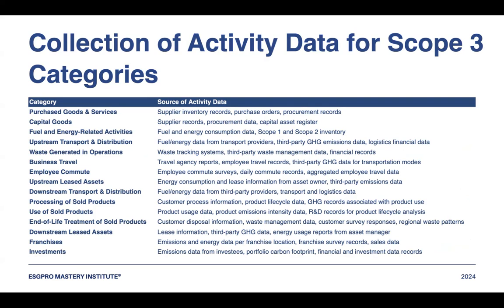You will get the tons of carbon dioxide equivalent. So first of all, purchased goods and services. What will be the source here of activity data? You can have supplier inventory records if he provides you, purchase orders of the supplier, how much he is purchasing for, and then procurement records. These three data, they should link with you.